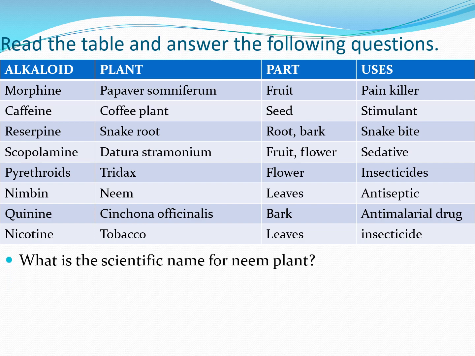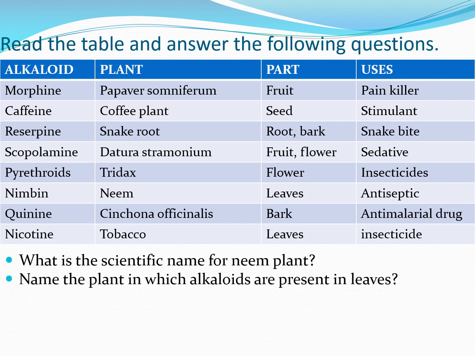First question, what is the scientific name for neem plant? Neem plant scientific name is Azadirachta indica. Next, name the plants in which alkaloids are present in leaves. By just looking at the table we can say it very clearly, that is tobacco plant and neem plant. Okay, so tobacco and neem leaves are producing alkaloids, nimbin and nicotine.